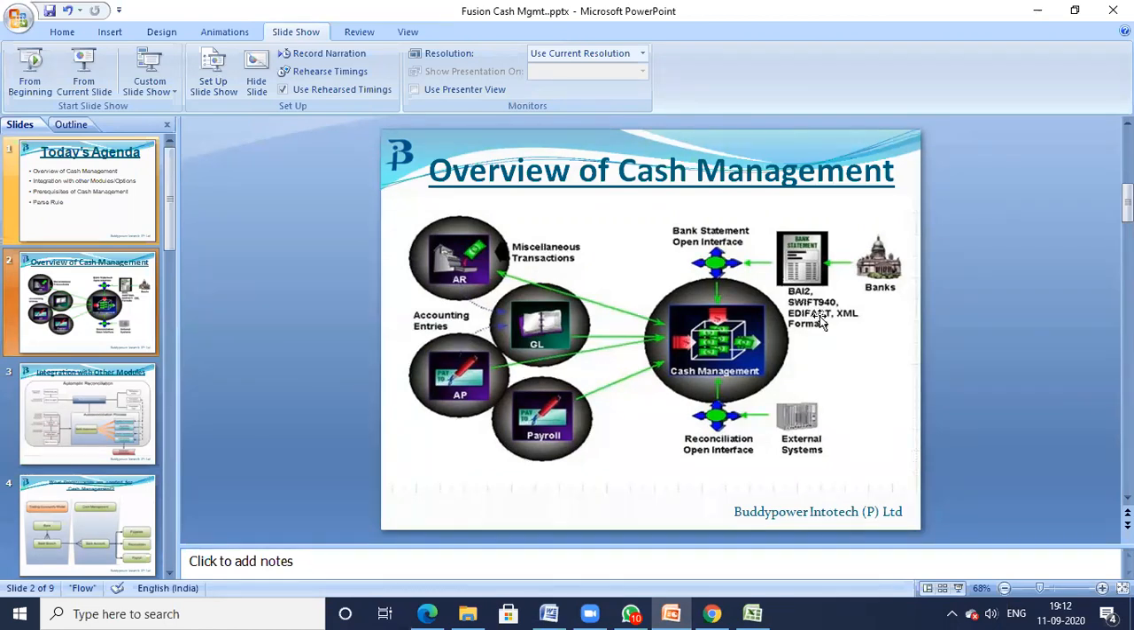Okay, so bank statements are then reconciled with payments in Oracle Payables, receipts in Oracle Receivables, and journal entries in Oracle General Ledger. So you can also reconcile with payments and receipts from other systems, including settlement from Oracle Treasury, using the reconciliation open interface, right? So this is basically how the cash management process flows throughout.